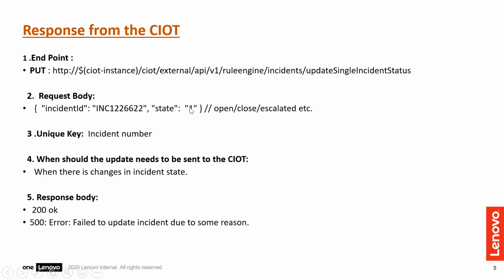Why is the value 1 here? Because we discussed already, right, in the starting classes, it is a choice field, and we get the backend value of the state actually. So for open it might be 1. Close it might be 6. For escalated it might be 3 or 2. So this is what we are going to use.